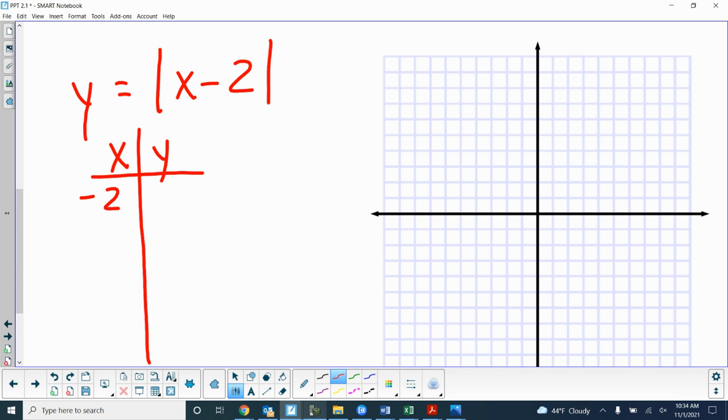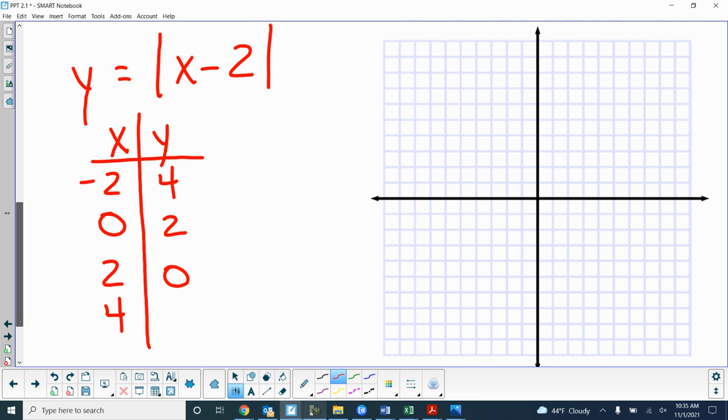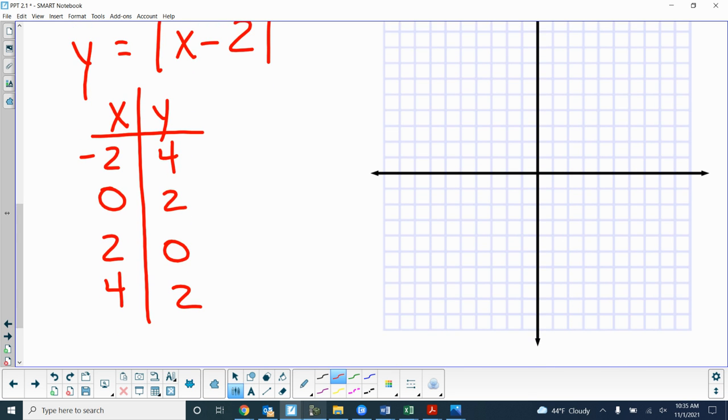What's negative 2 minus 2? Negative 4. What's the absolute value of negative 4? 4. Let's just go evens. What's 0 minus 2? Negative 2. Absolute value? 2. What's positive 2 minus 2? 0. Absolute value? 0. What's 4 minus 2? 2. Absolute value? 2. What's 6 minus 2? 4. Absolute value? 4. All right, we've got some points.